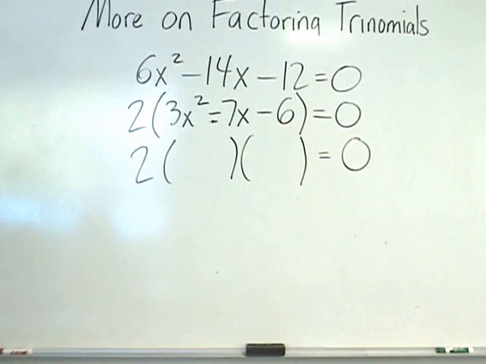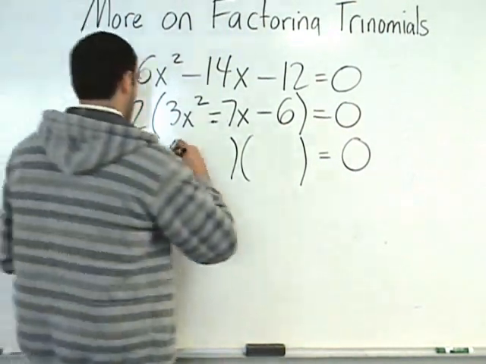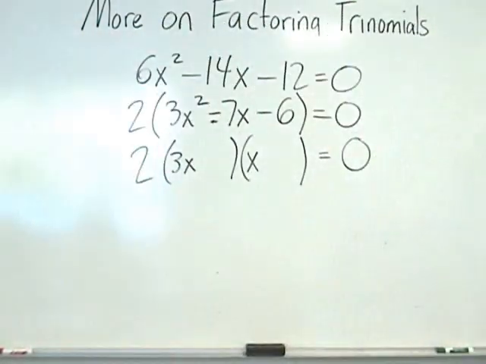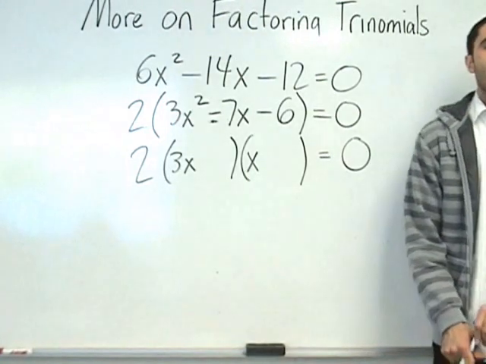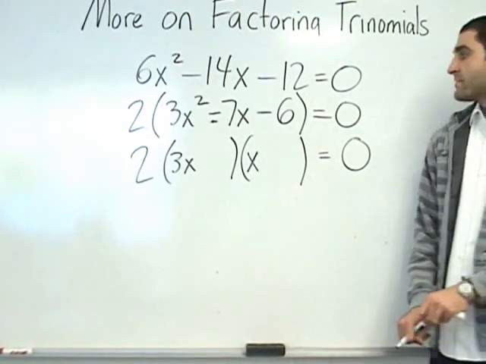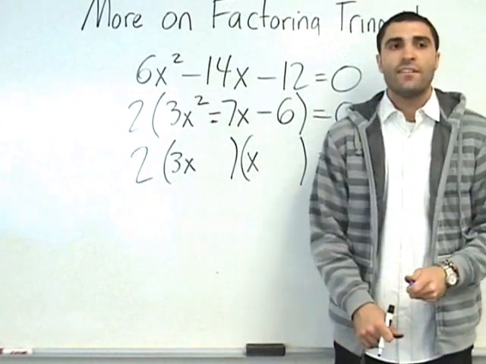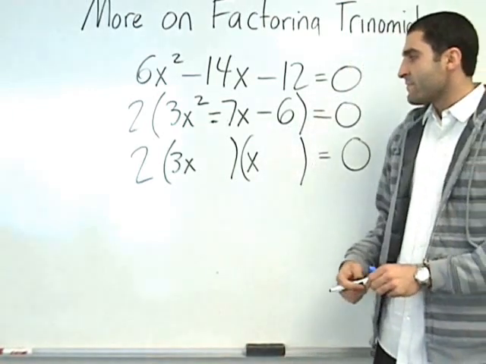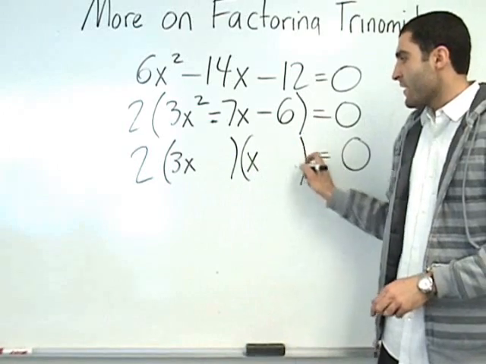What times what is 3x squared? 3x and x. 3x and x. What times what is 6? 6 and 1, or 2 and 3? Let's do 6 and 1. You want to do 6 and 1? I have it written down. It's like the 7.